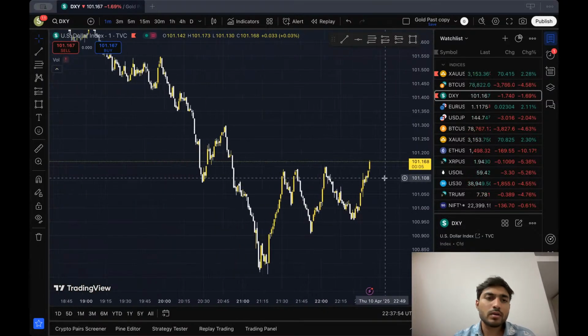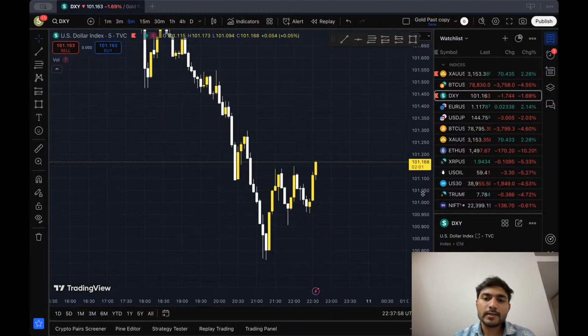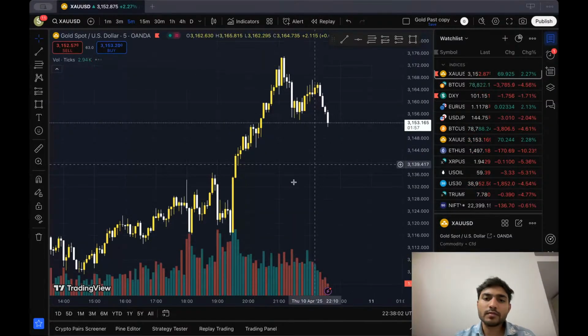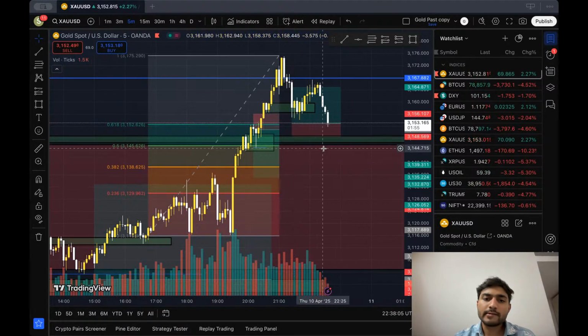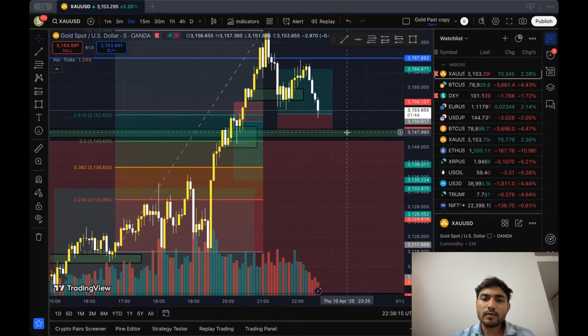US dollar, hmm, recovering. US dollar is recovering. Bad sign for our trade. Just don't enter yet. Just don't enter yet. Let's have confirmation.